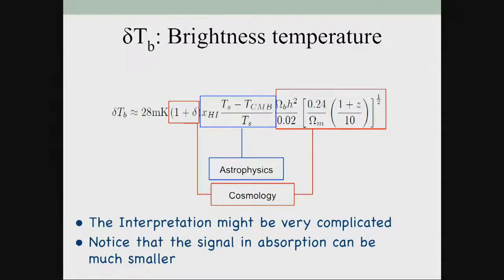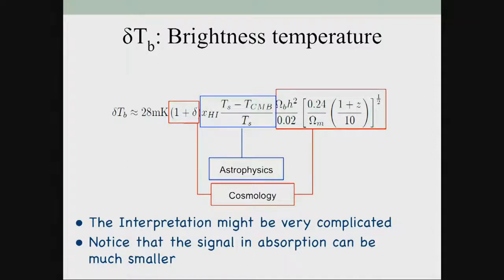So let me explain this and stop here, I hope. Maybe one more after this. If you calculate this, which was done first by Field, but later by Madau, Meiksin and Rees, and other people, you get this formula. First of all, delta TB is equal to 28 millikelvin. This sets the scale. We are looking at temperatures of the order of a few tens of millikelvin, if not 10 millikelvin. It's very cold. At these very low frequencies, that's hard to measure.